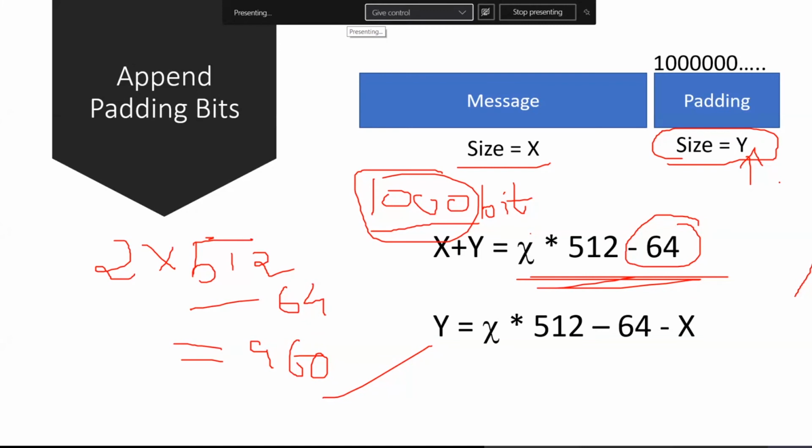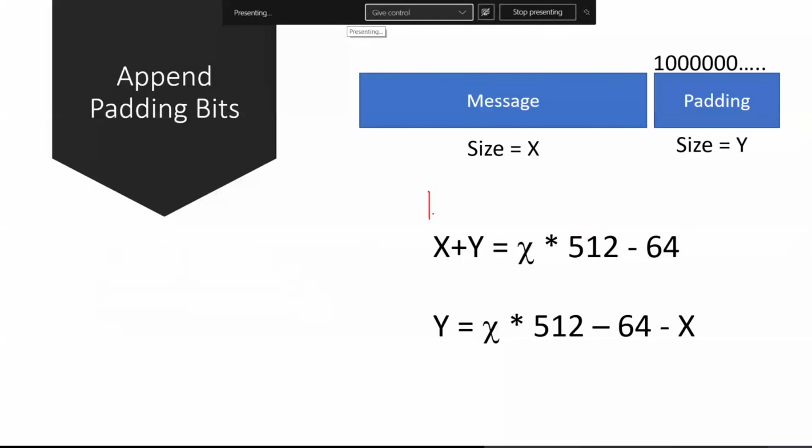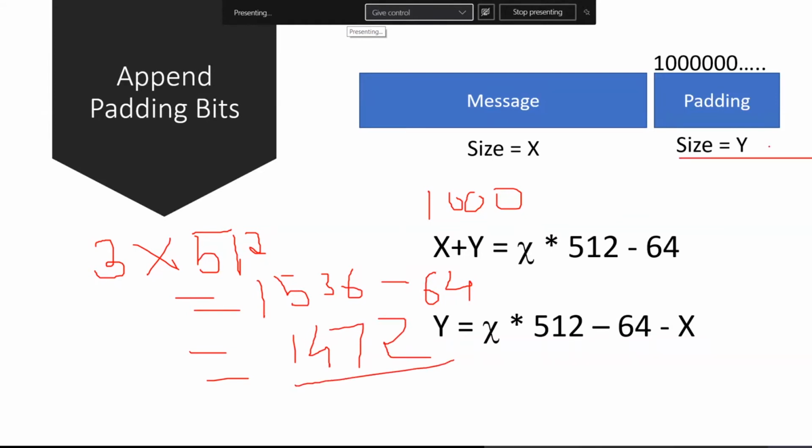So we cannot take 2 into 512. I have to go one step further. So what is one step further? It is 3 into 512. So what is 3 into 512? It is 1536. Now subtract 64 from it. 1472. Looking at this number 1472, what is the size of padding?